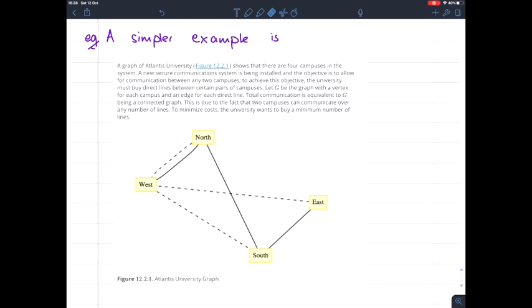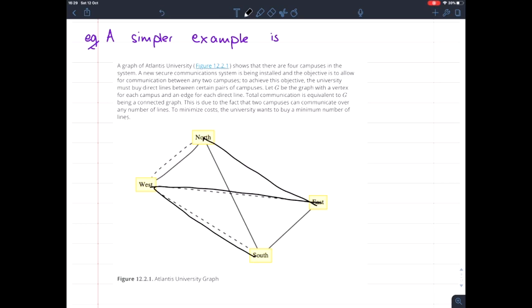So to start off with, we're going to look at a simpler example. So imagine we've got a university and it has 4 campuses, and the university administration wants some way for each campus to be able to communicate with any one of the others. So one option would simply be to create a complete graph on 4 nodes, which would look something like this. And that would definitely solve the problem. Everybody would be able to communicate directly with everybody else.